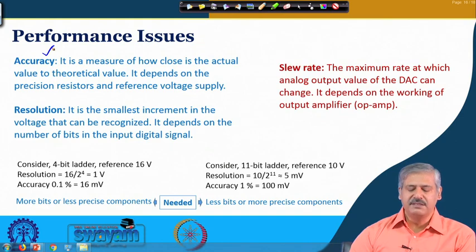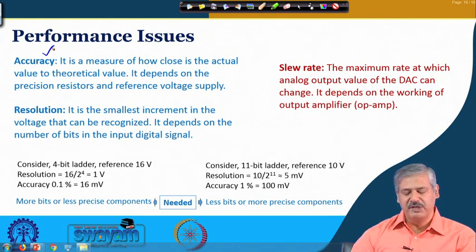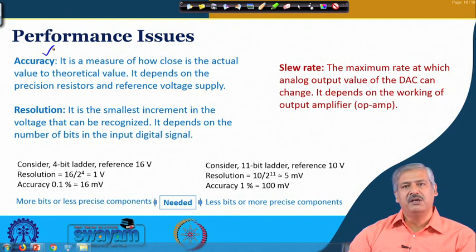Next is resolution. It is the smallest increment in the voltage that can be recognized. So this is associated with the LSB. It depends on the number of bits in the input digital signal. If the number of bits is small, then the LSB value will be large. If the number of bits is more, then it will be 1 upon 2 to the power n, or 2 to the power n minus 1, depending on whether it is ladder based or weighted resistor based.